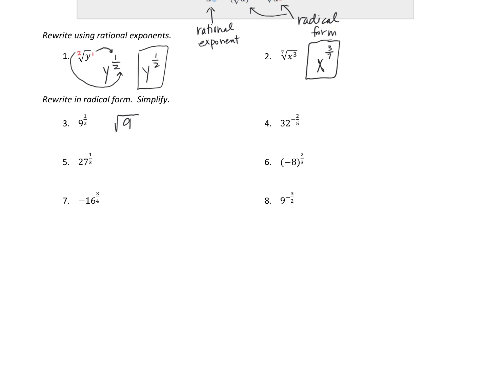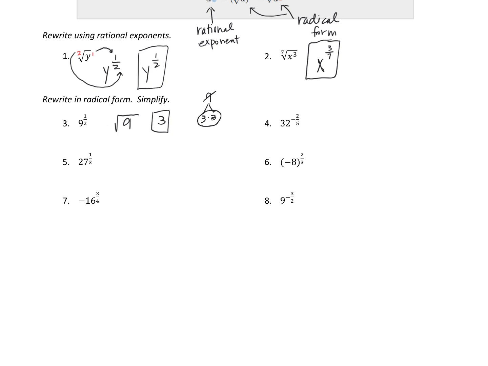If you didn't know that, remember that you can use a factor tree and break this down into prime factors. And since it's a square root, you're looking for pairs of numbers. We have a pair of 3s. We have no leftover numbers, so that just comes out as a 3.